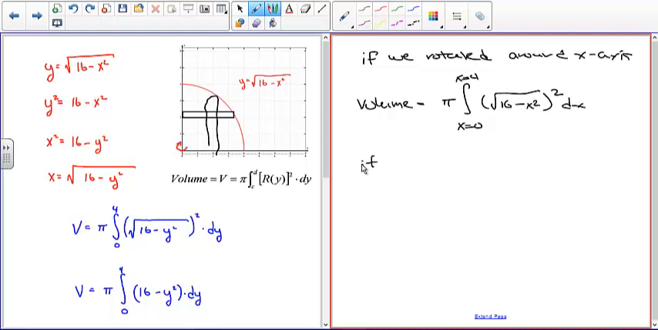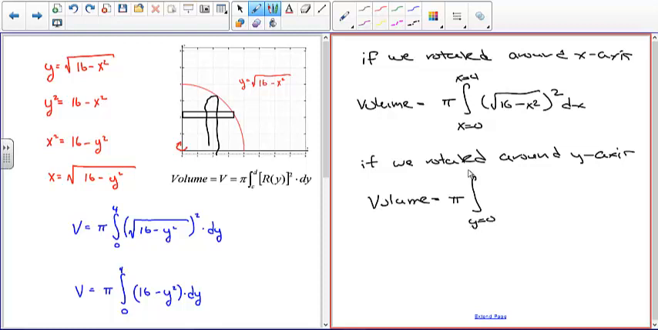If you'd wanted to do it around the y-axis, the way you'd formulate this thing is you'd say the volume is equal to pi times the integral from y equals 0 to y equals 4 of the square root of 16 minus y squared, quantity squared, times dy. Now, for anything that's not symmetric, something like y equals x squared, they don't look the same. It's just in this particular case they do.